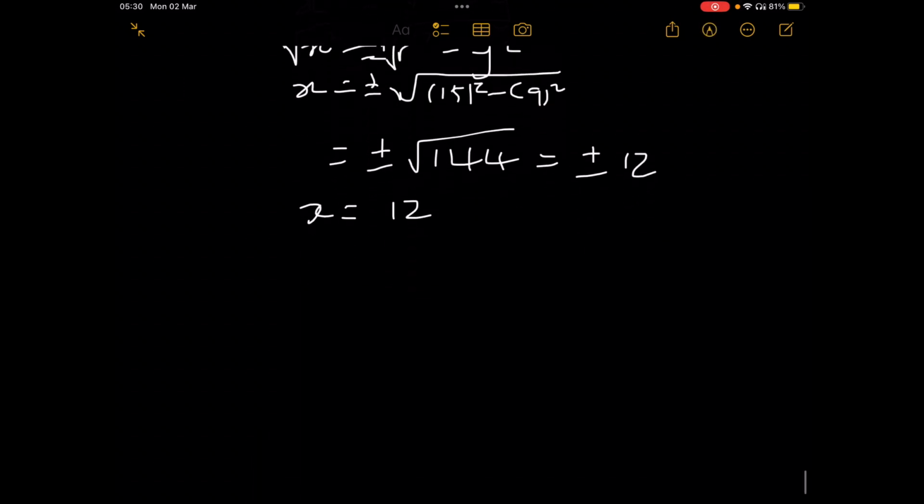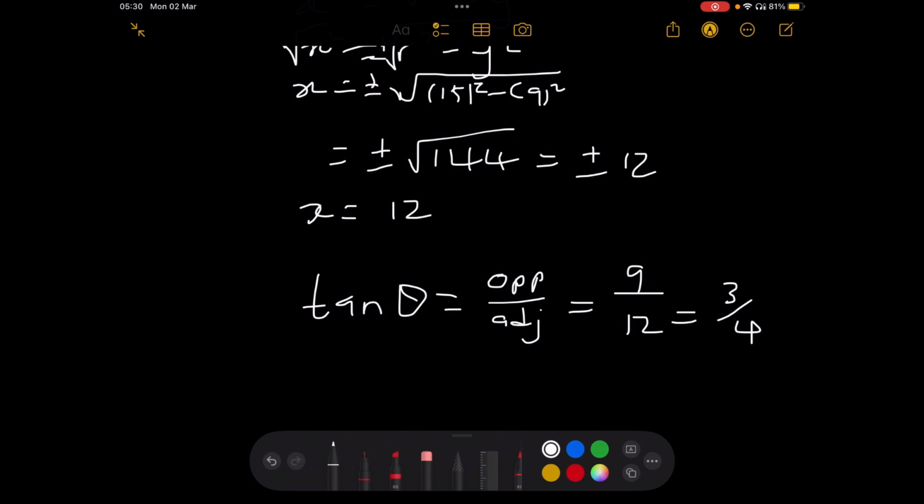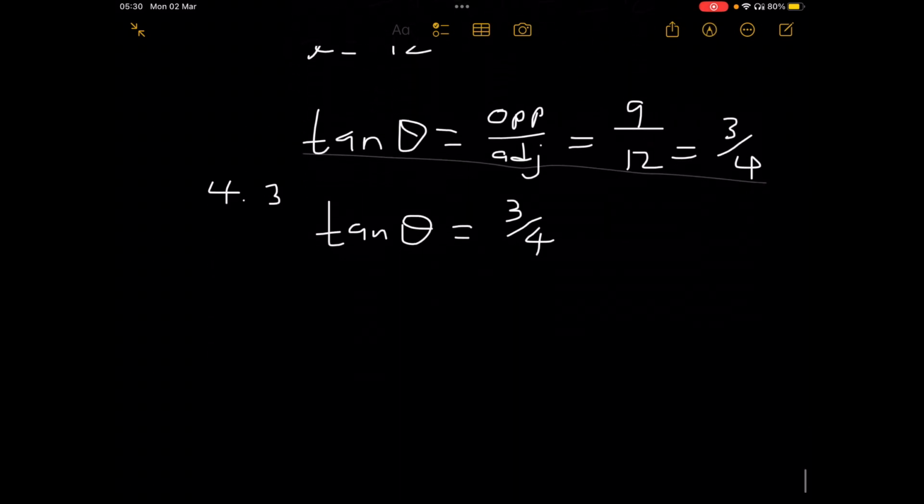So we may say that tan of an angle theta is given by the ratio of opposite over adjacent, which is equal to, opposite side is 9, adjacent side is now 12. So this is the same as 3 over 4, which gives us to the last question, 4.3. They want the angle theta. So we'll say tan of the angle theta will be equal to 3 over 4 or 9 over 12. It's up to you if you simplify it.